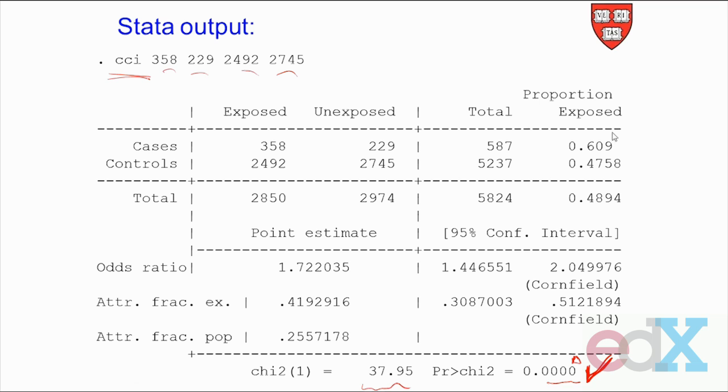And you can see, you get all this extra information. There is the proportion of the cases who were exposed, and there's the proportion of the controls who were exposed, and those look very different. But there's your p-value.